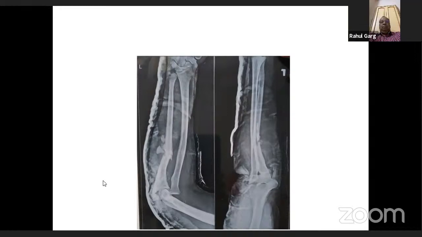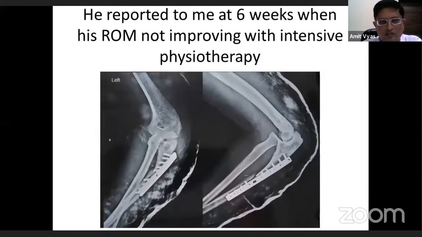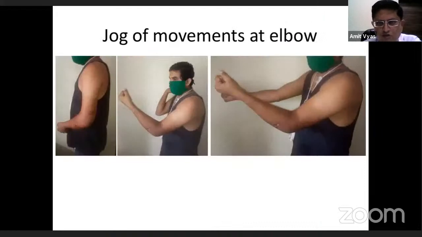Okay, thank you, sir. So it's a good point that we should try to restore the Mubarak line. But unfortunately, this patient presented to me at 6 weeks with this X-ray condition, as his range of movement was not improving with intensive physiotherapy. He presented with loss of movement at the elbow, with the forearm locked in supination.